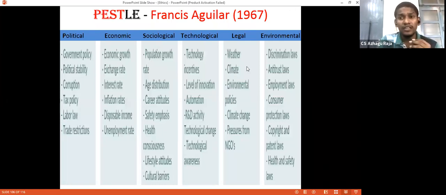And what are the related things? Discrimination laws, right? And then antitrust laws, employment laws, consumer protection laws, copyrights and patent laws, health and safety laws. So you have to comply with environmental related laws. It is not only environmental related law; you also have to follow the environment. Here it talks not only about the environment but all other things, your internal as well as external environment.